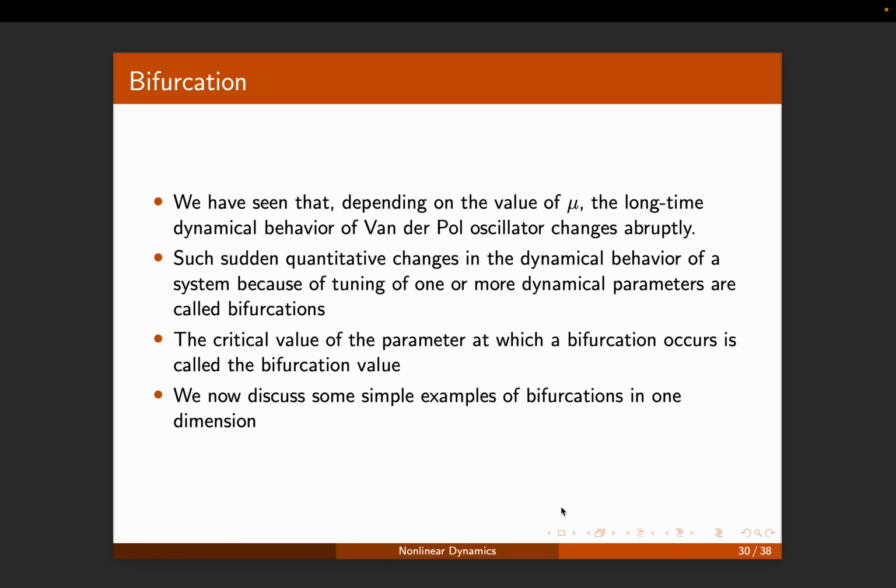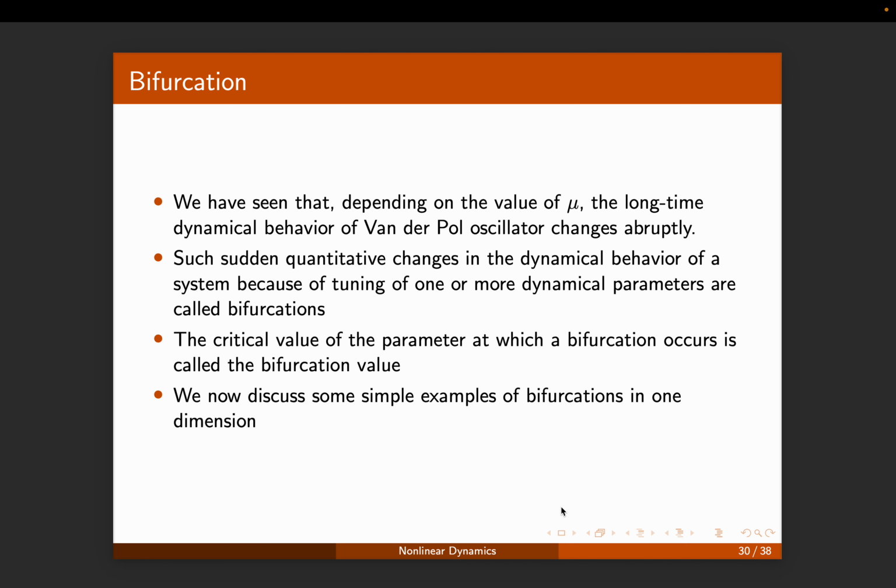In this video, we'll discuss bifurcation. We have seen that in the Van der Pol oscillator, depending on the values of mu, the nature of the fixed point changes. We have seen stable fixed points, unstable fixed points, even limit cycles, depending on the values of mu. This kind of sudden change in the dynamics because of the change in the values of the parameters is called bifurcation. The value of the parameter at which this change occurs is called the bifurcation value.